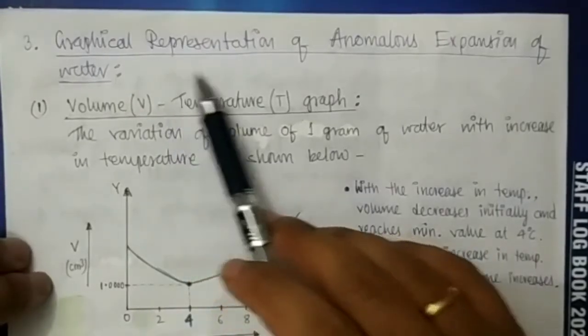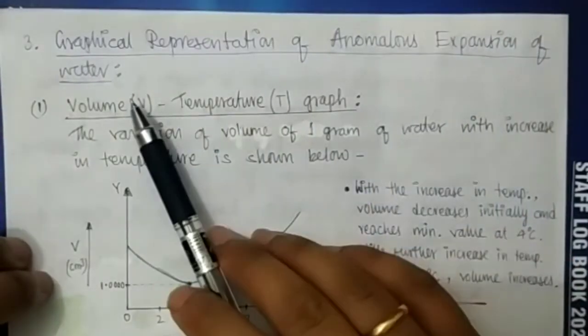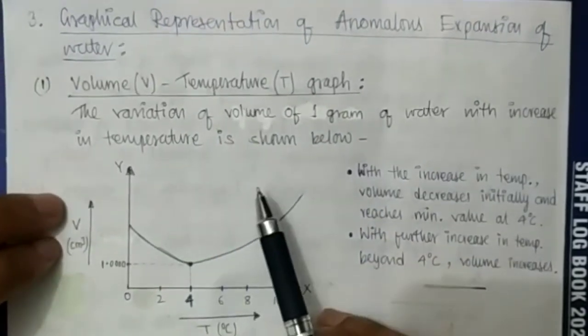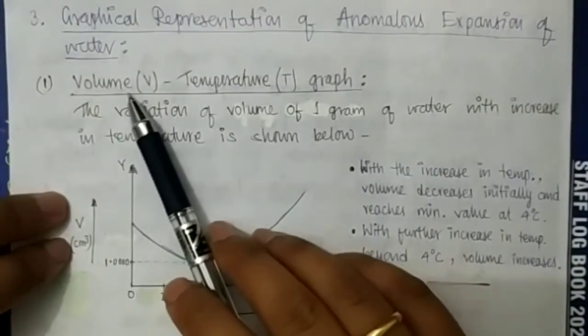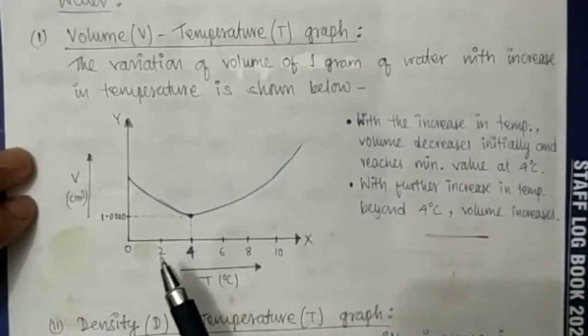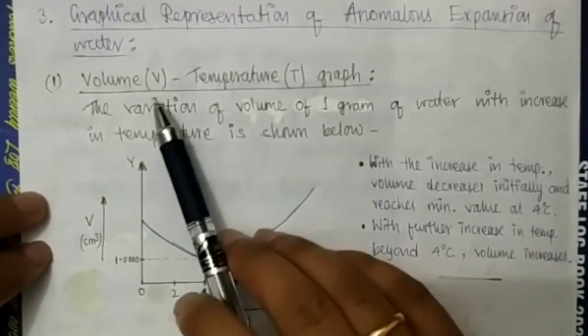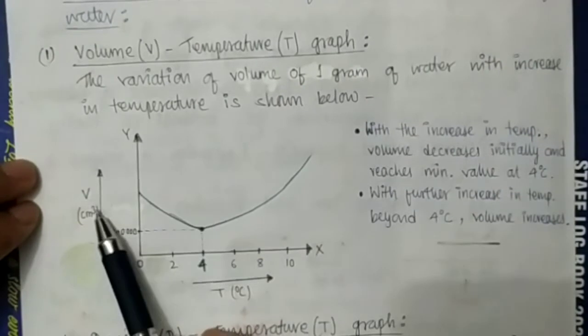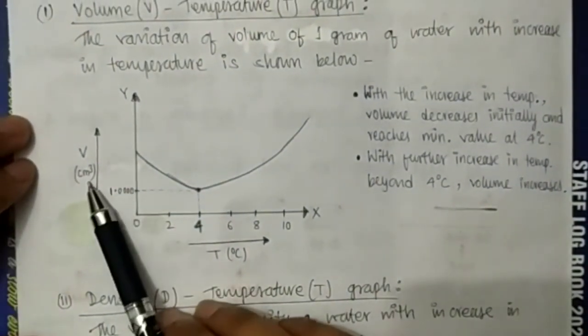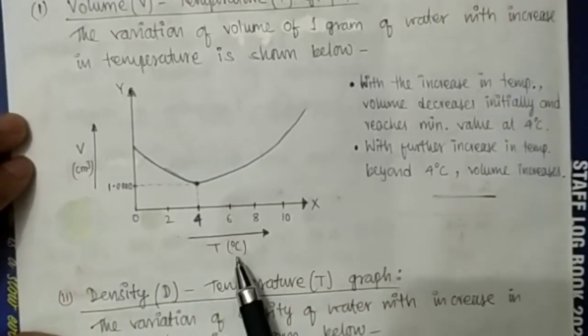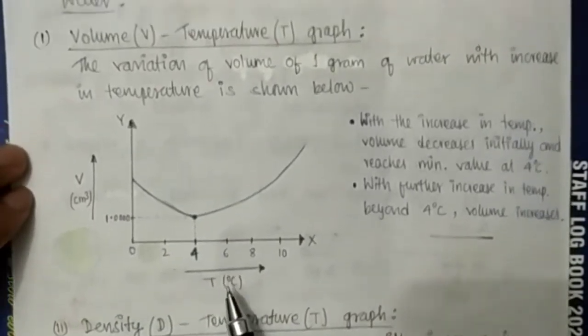Next we have graphical representation of anomalous expansion of water. Whatever I just explained to you is represented in the form of graph. There are two graphs. First one is volume temperature graph and the second one is density temperature graph. Here I'll explain the meaning of these two graphs. First one is volume and temperature. Along y-axis we have volume and along x-axis we have temperature. Volume is in terms of centimeter cube and temperature is in terms of degree Celsius.